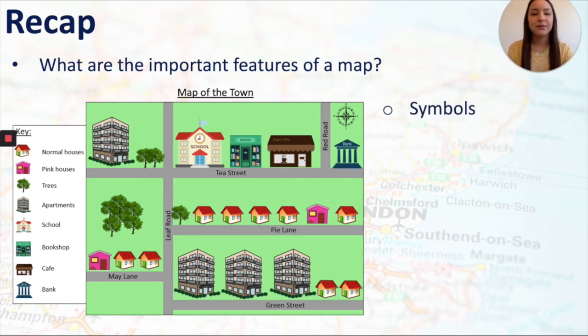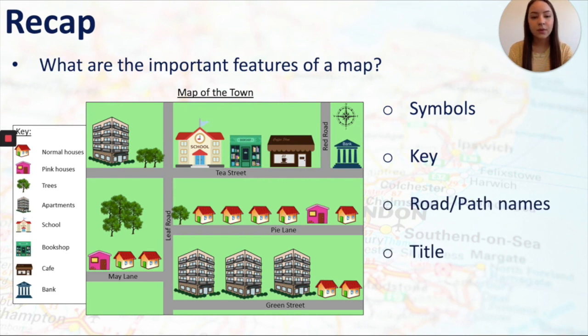So we said the symbols to represent things, the key to show us what the symbols are representing, the road and path names, the title so we know what the map is of, and also a compass so we know which way the map is facing. So well done if you got all of those right.